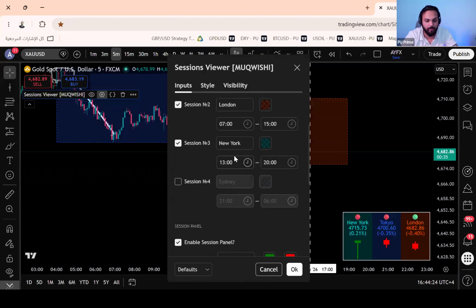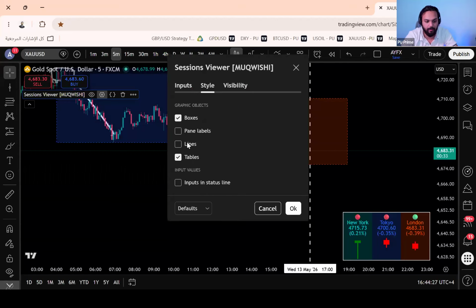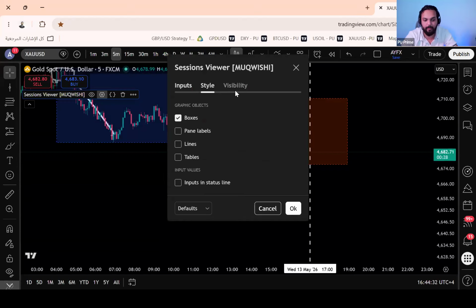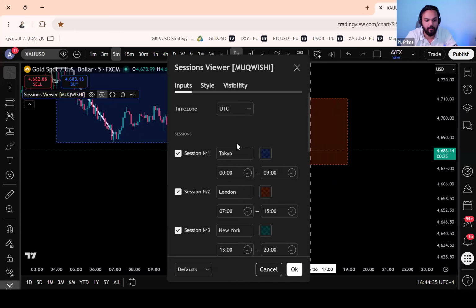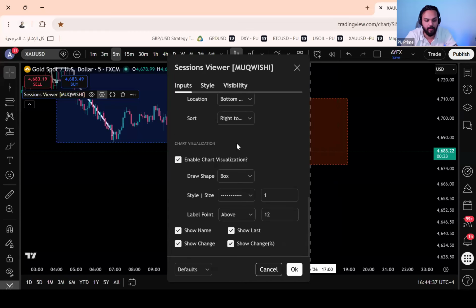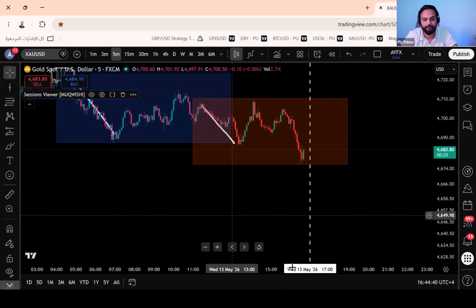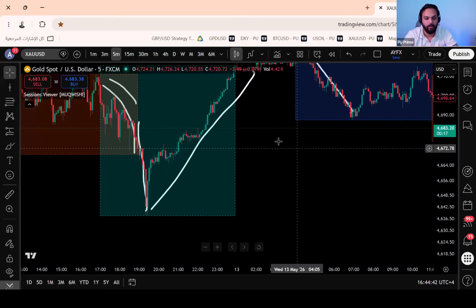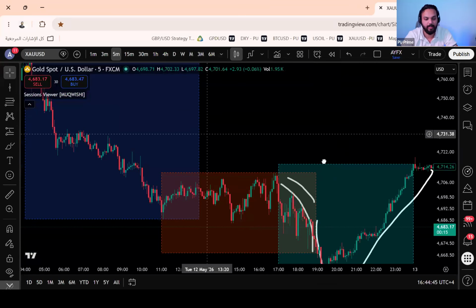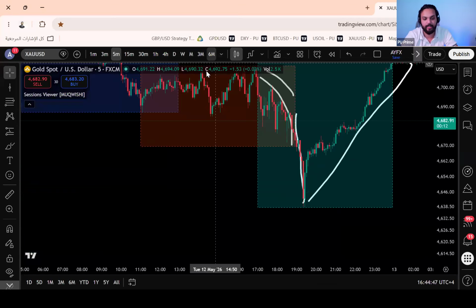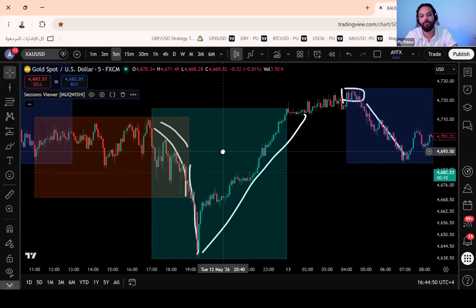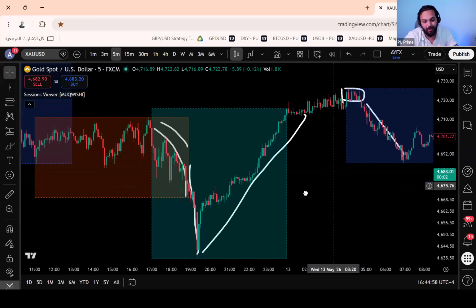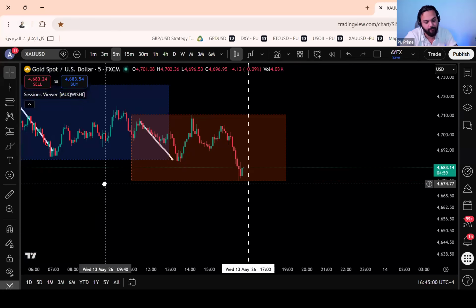So I don't need that table. That's it. As you can see, this is Tokyo, this is London, and this is the New York session. This is what you do in TradingView, but in MT5 there is no option like this, right? In MT5, you only execute your trades.